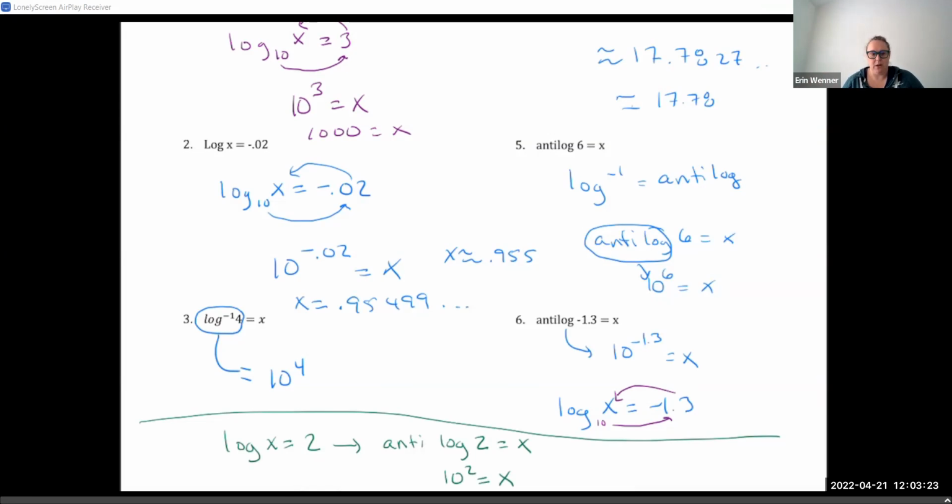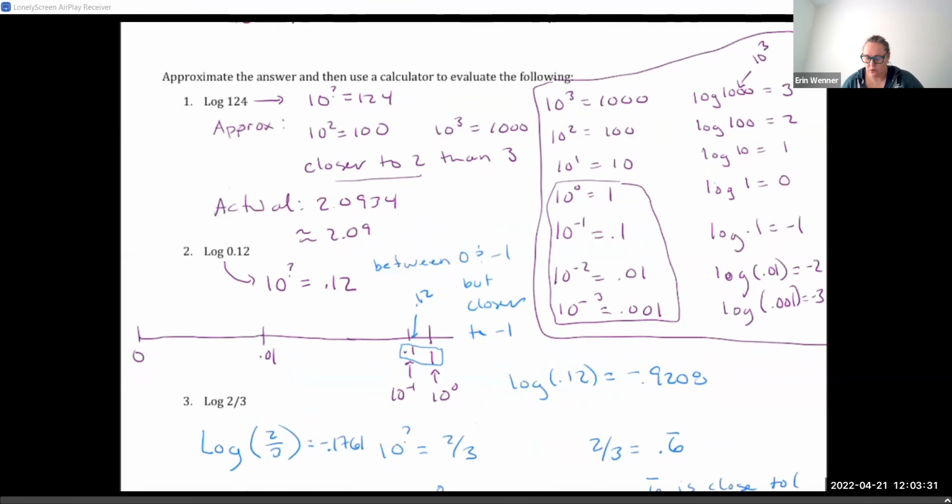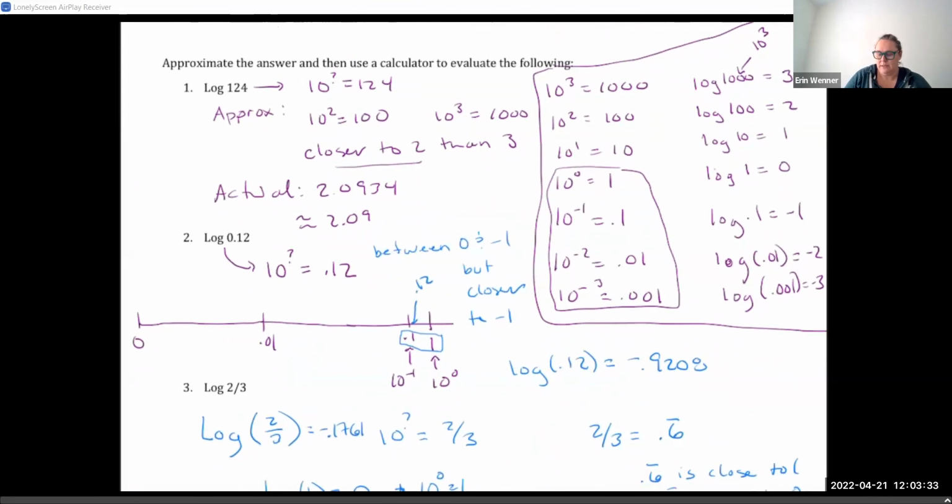So if we think about our table from the previous page, let's look at this. Taking logs of values to get the whole ones, I would use anti-log to go the opposite direction to get back to the actual exponent part, okay?